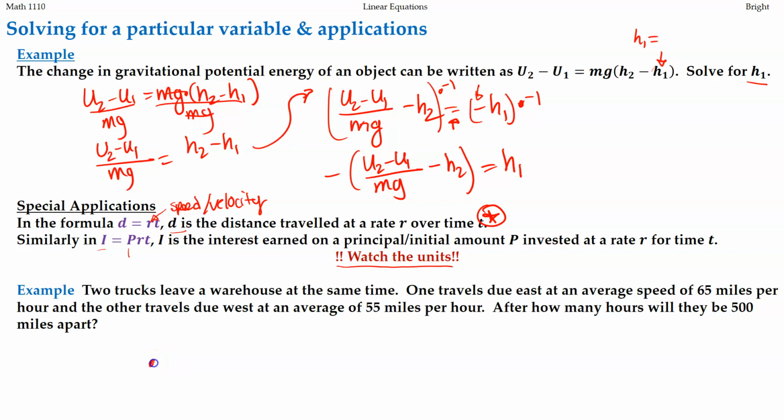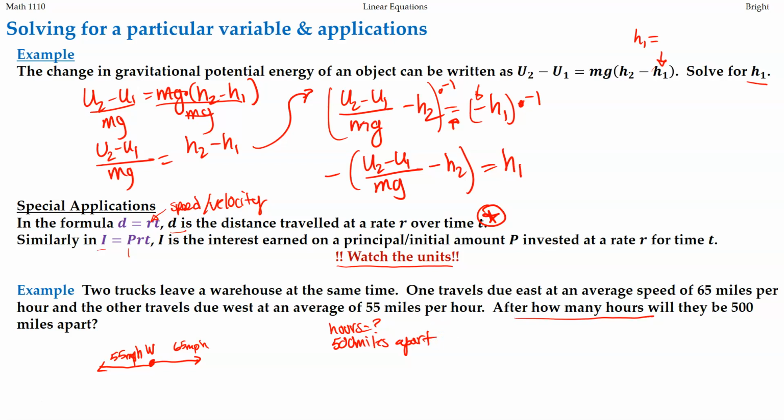So if we imagine that the warehouse is right here in the middle, and then it says one travels due east. So one truck is traveling due east at 65 miles per hour, and the other one is traveling due west at 55 miles per hour. That's a P. And we want to know how many hours. So we want hours when they will be 500 miles apart. Okay, so I'm just writing some blurbs down, miles apart. I just have to do that to keep track of the information given to me.